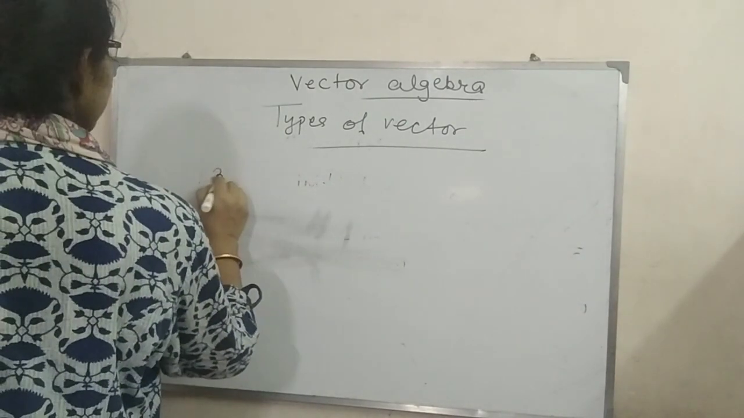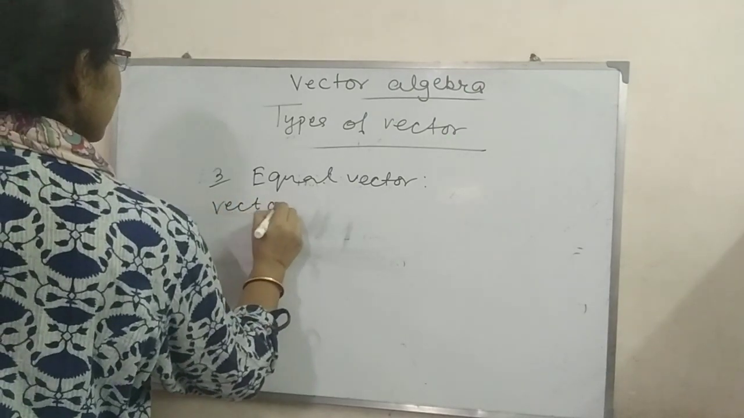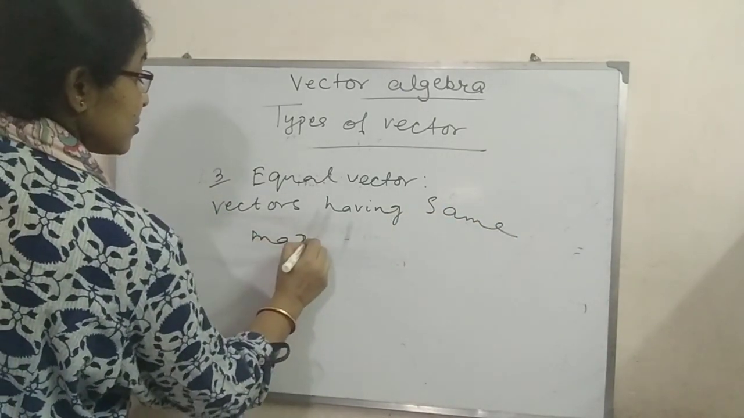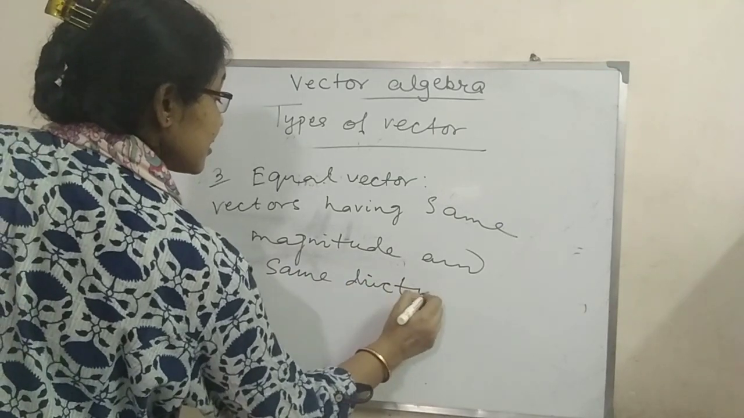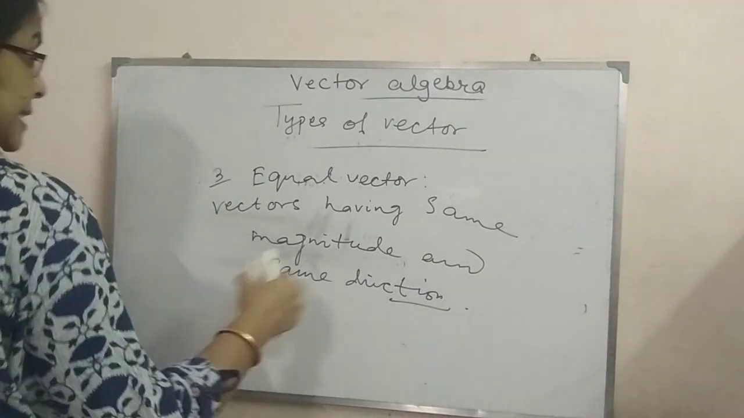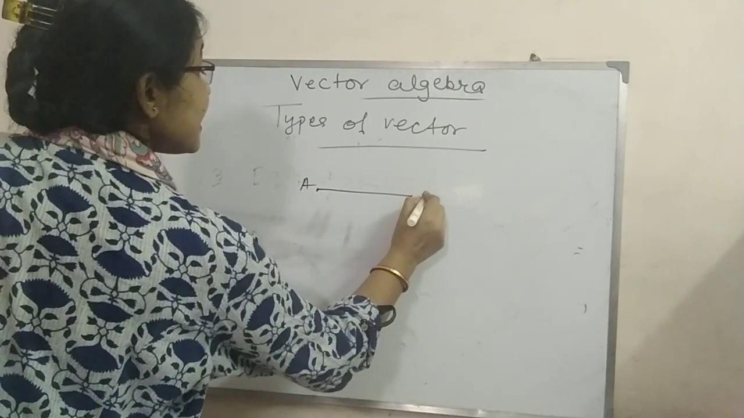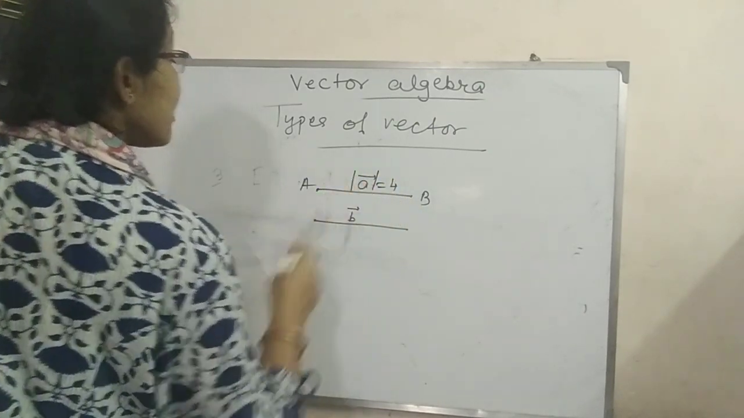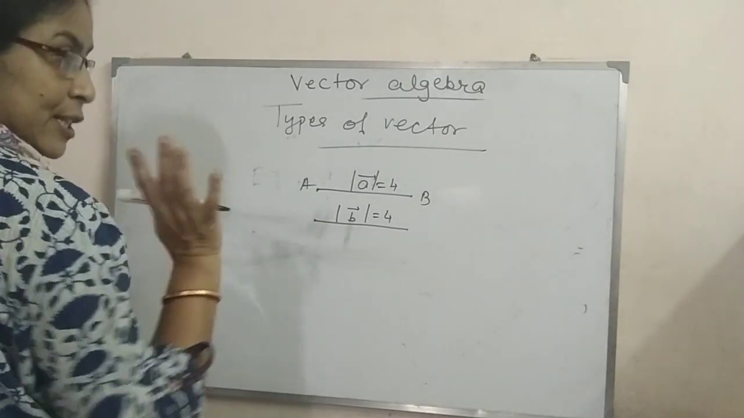Next is equal vector. Vectors having the same magnitude and the same direction are called equal vectors. For example, if A is a vector and B is a vector, magnitude of A equals 4 and magnitude of B equals 4. These are equal vectors, as direction is the same and magnitude is the same.